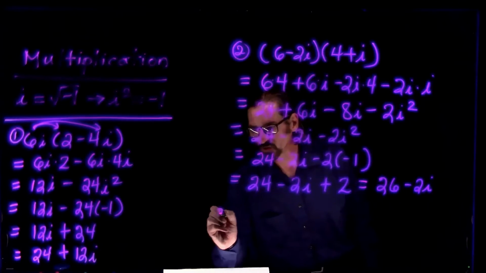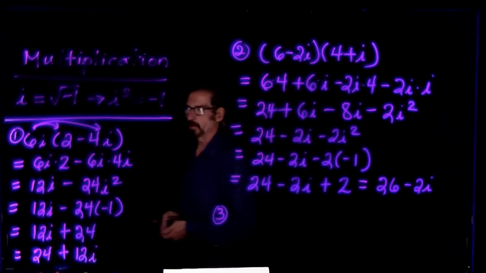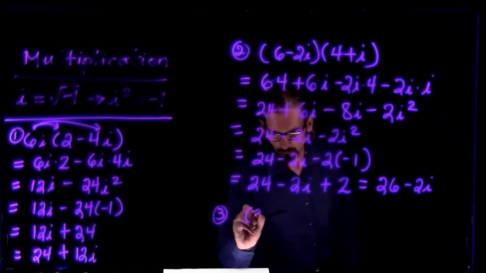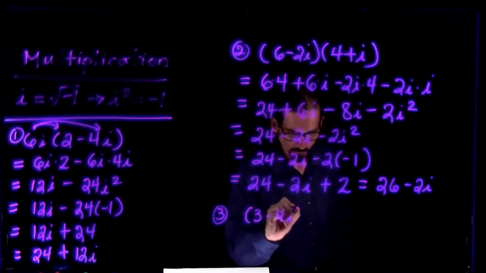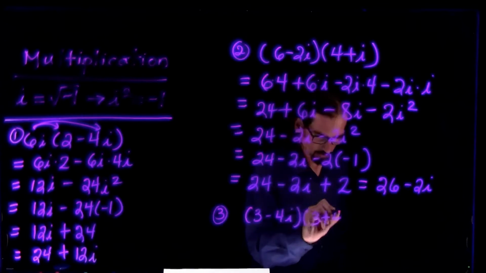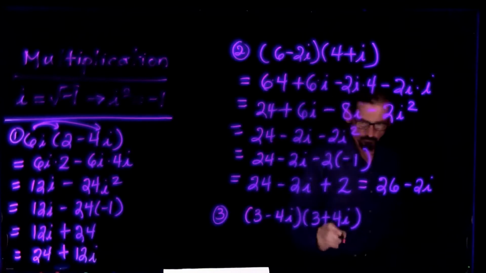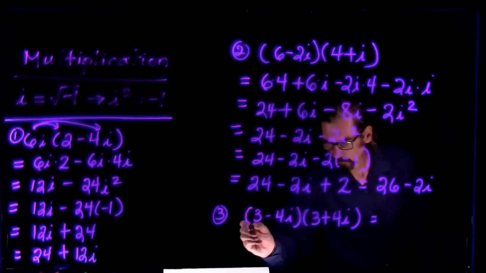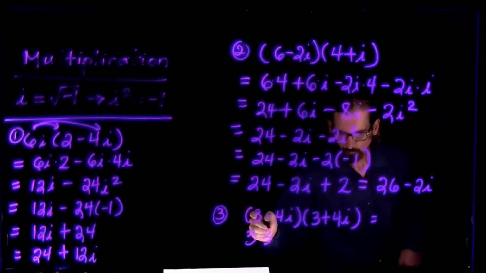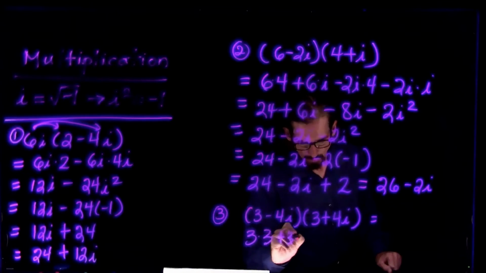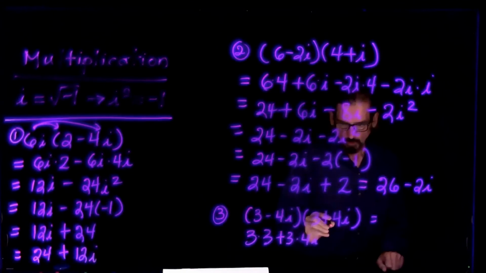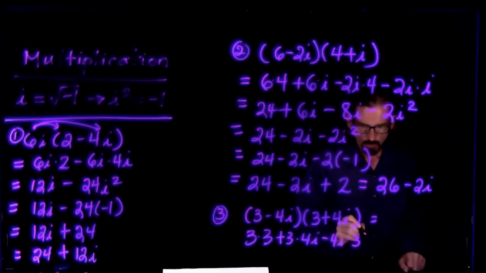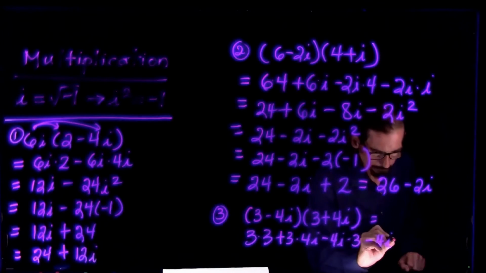And finally, for multiplication, let's multiply 3 minus 4i times 3 plus 4i. By FOIL, 3 times 3 plus 3 times 4i minus 4i times 3 minus 4i times 4i.